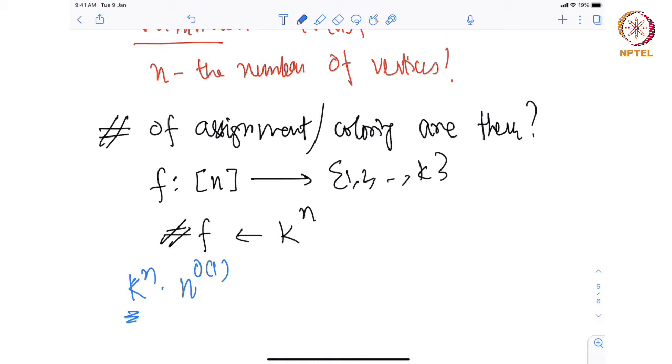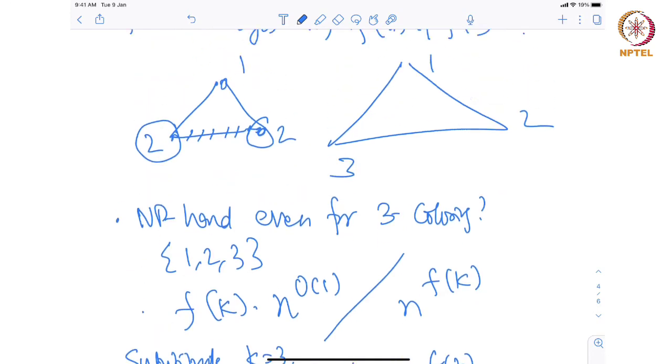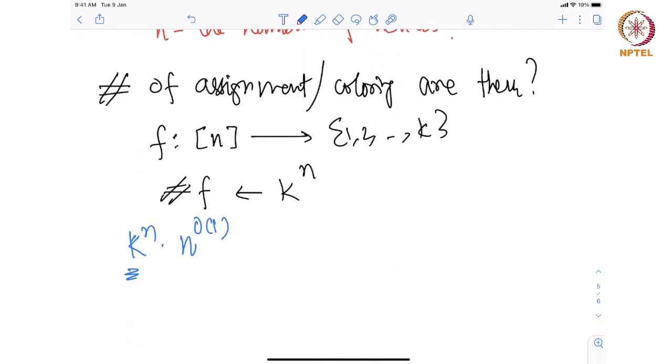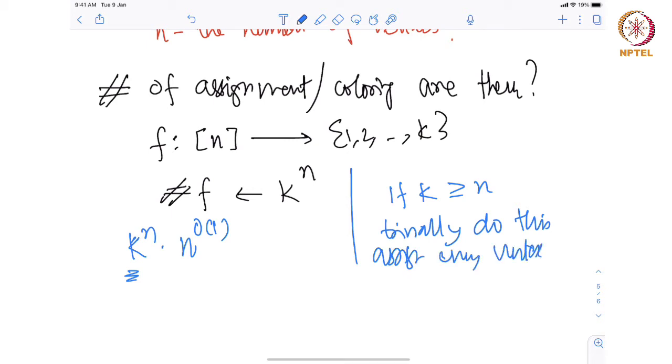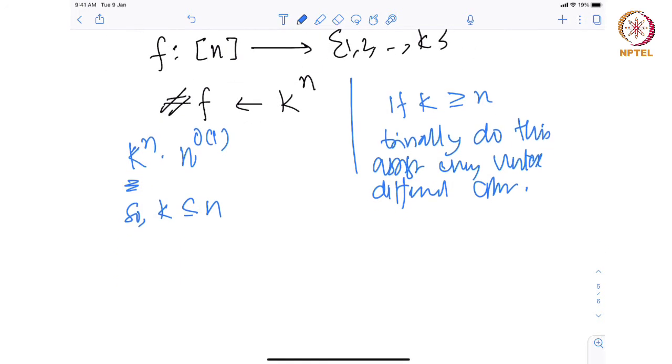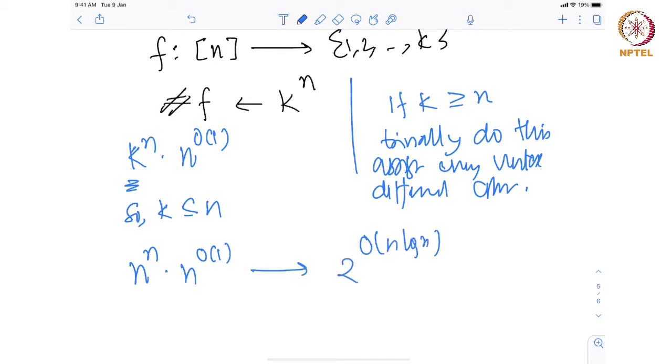So if you are looking for a proper coloring, for example, if k is greater than or equal to n, then you can trivially assign every vertex a different color, and you are done. So we can assume that k is less than or equal to n, and hence n to the power n times n to the power O(1), which is 2 to the power O(n log n), and we are happy.